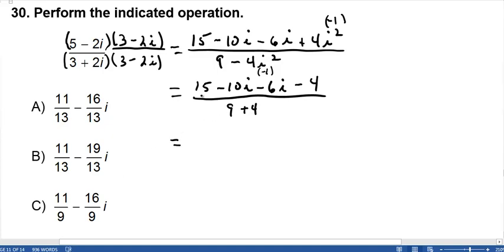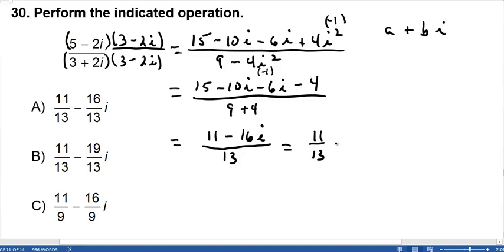Now we combine like terms. We have 15 minus 4, which is 11. And negative 10i and negative 6i gives us negative 16i. And on our denominator, we have 9 plus 4, which is 13. So if we want to write it in the form a plus bi, we just write it as 11 over 13 minus 16 over 13 i. Now if we could reduce these fractions, we would at this point.